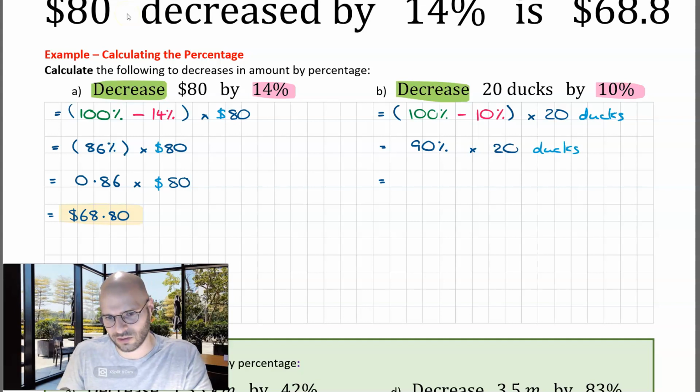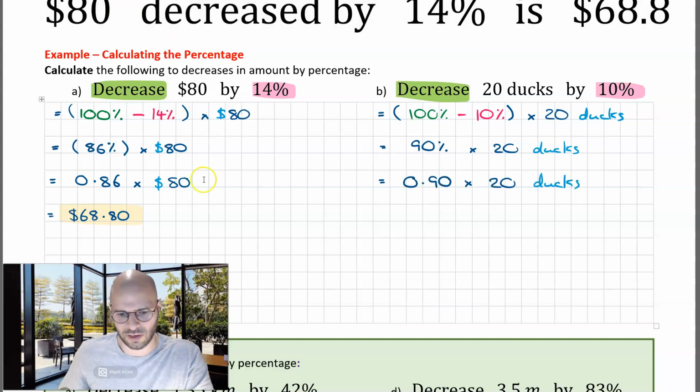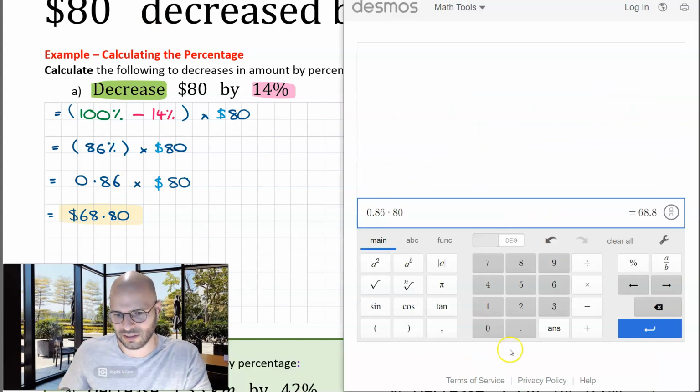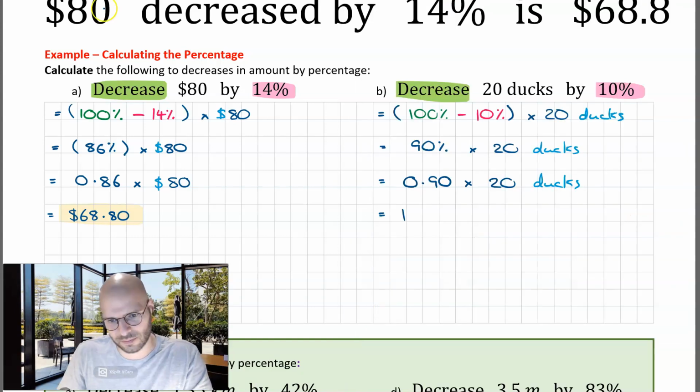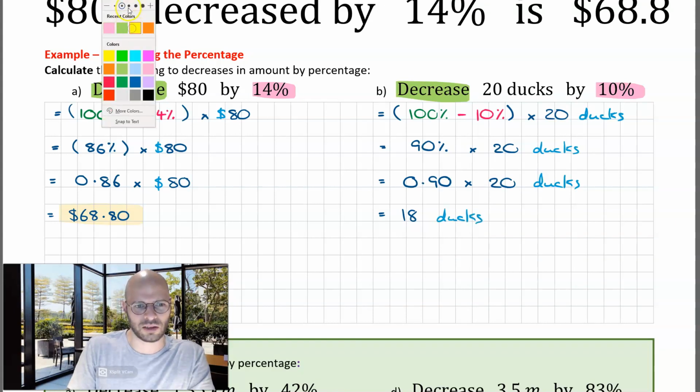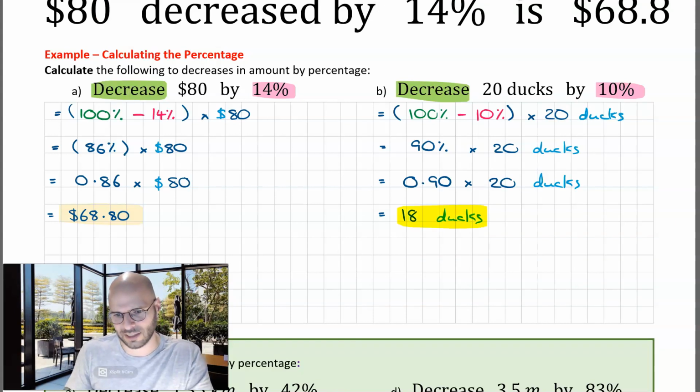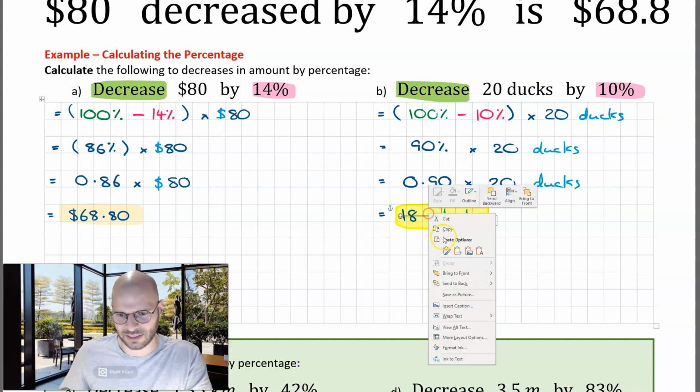90% converted back into a decimal is 0.90. And finally, performing this calculation, up we come to the calculator, and it's 0.9 multiplied by the 20 ducks, and that gives us 18. And because this is a whole number, there's no need to do any rounding here. We're allowed to have exactly 18 ducks.